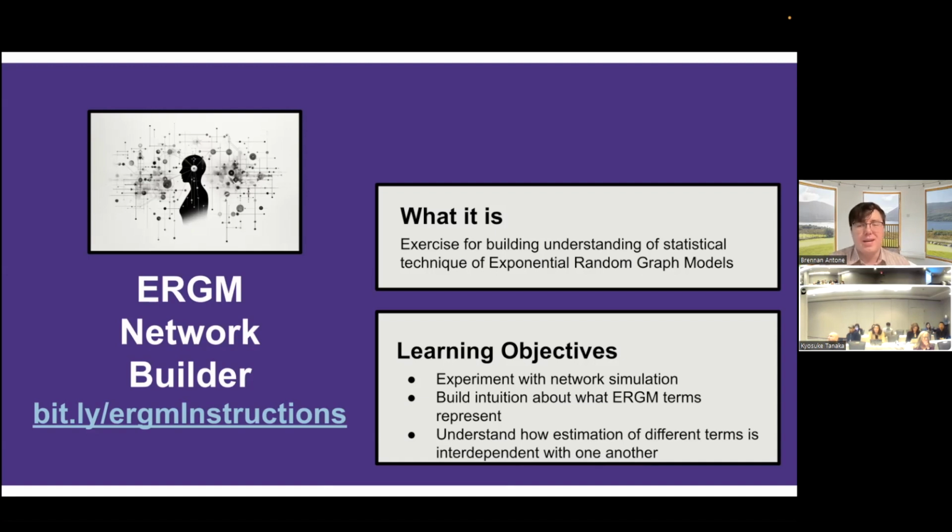So the goal of this exercise is to help students experiment with network simulation, build an intuition about what the different terms and effects in exponential random graph models represent, and understand how estimation of different terms is interdependent on the other terms being estimated. Again, this might be the narrowest of the exercises we're going to present today, and a lot of network courses aren't necessarily going to cover Argoms or go into that detail. But we wanted to briefly describe this exercise for those who are interested in teaching about the topic of Argoms.